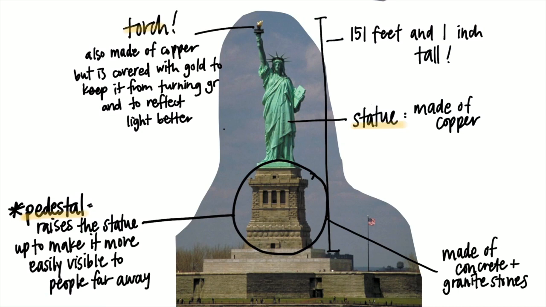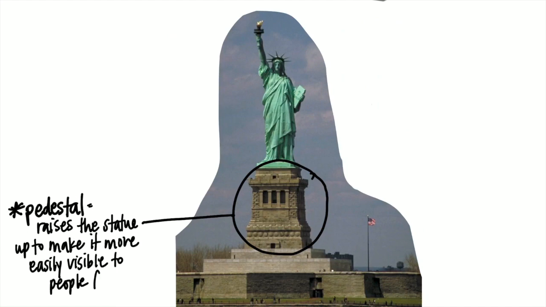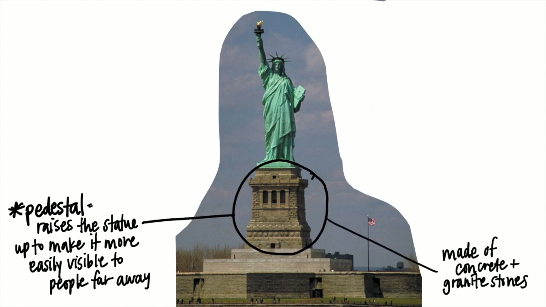Liberty, because it was one of the first glimpses of the United States for immigrants when they were coming through Ellis Island. And I'm going to show you piece by piece the different parts of the Statue of Liberty. So for the first part I want you to notice is the pedestal, which raises the statue up to make it more easily visible to people far away. Okay, and it's also made of concrete and granite stones.